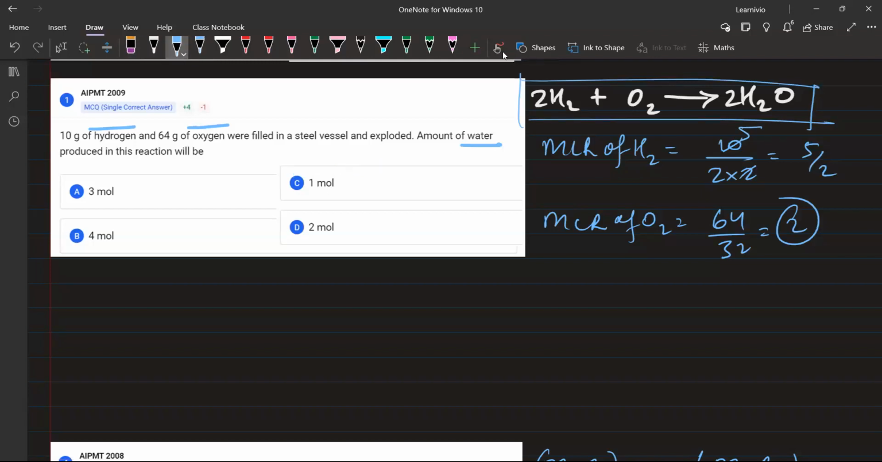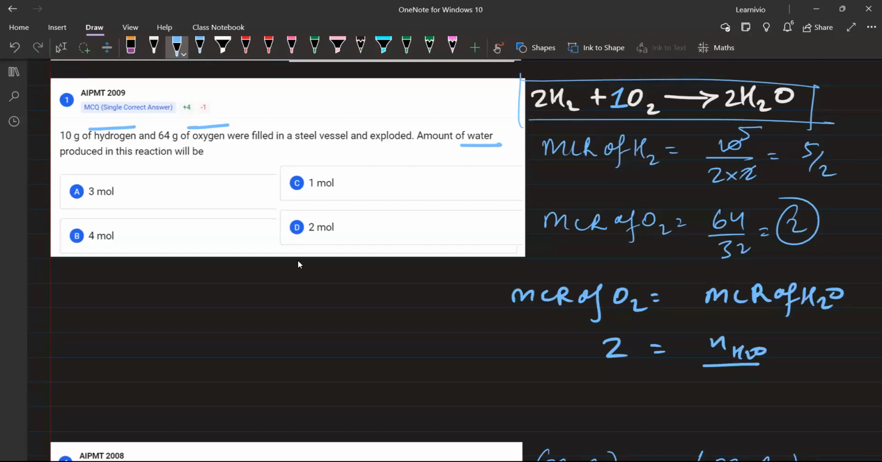Okay, so here they are saying the MCR of O2 is equal to 2. So 1 mole of O2 gives 2 H2O, so 2 moles will give 4. You can use this also. MCR of O2 is equal to MCR of H2O. MCR of O2 is equal to 2. MCR of H2O will be equal to number of moles of H2O divided by 2, moles upon coefficient. So number of moles of H2O will be equal to 4 moles.